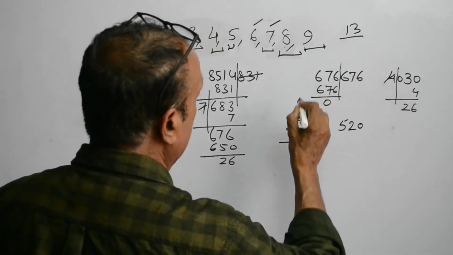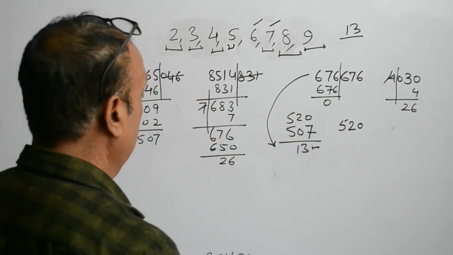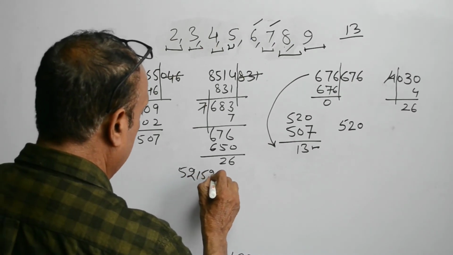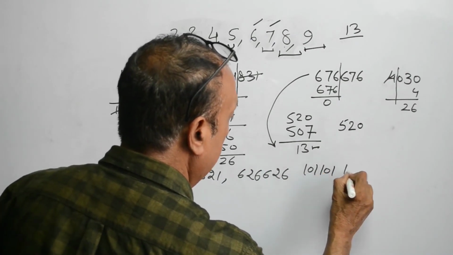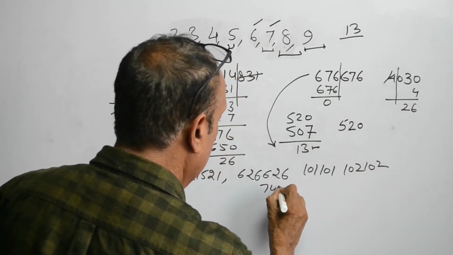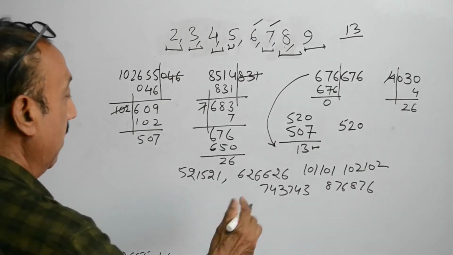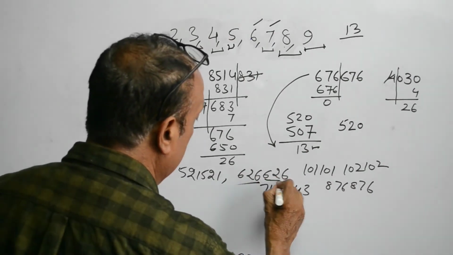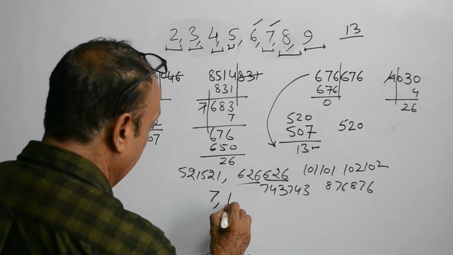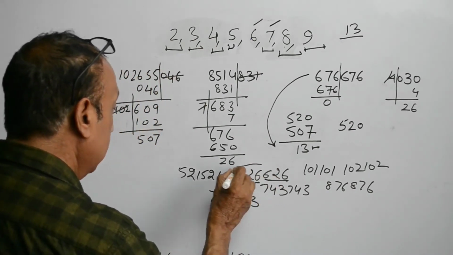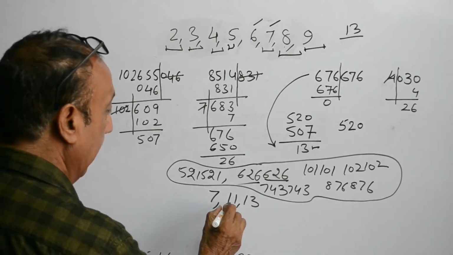Now one very interesting thing about 6-digit numbers which have first 3 digits equal to the last 3 digits: 521,521; 626,626; 101,101; 102,102; 743,743; 876,876. All the 6-digit numbers which have first 3 digits equal to last 3 digits are divisible by 7, 11 and 13. All these numbers are always divisible by these 3 numbers: 7, 11 and 13.